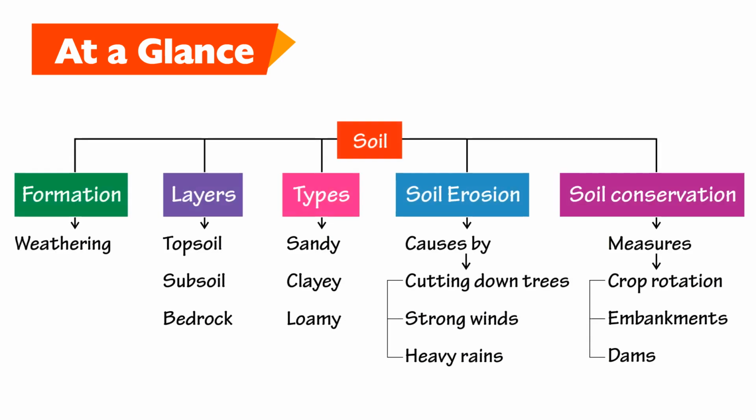At a glance: soil, formation, weathering, layers, topsoil, subsoil, bedrock, types, sandy, clayey, loamy, soil erosion, causes: cutting down trees, strong winds, heavy rains, soil conservation, measures: crop rotation, embankments, dams.